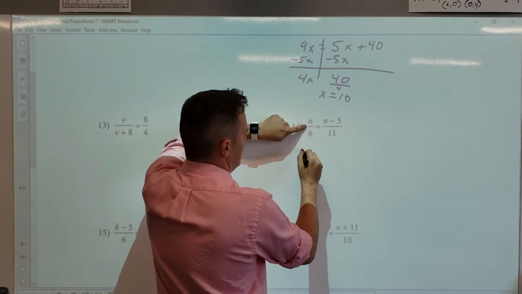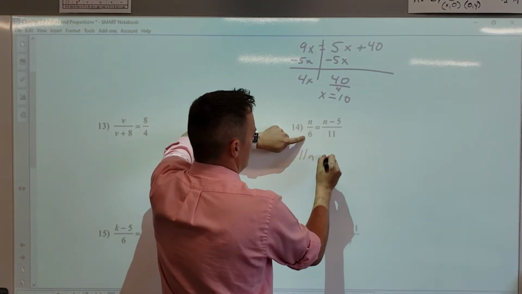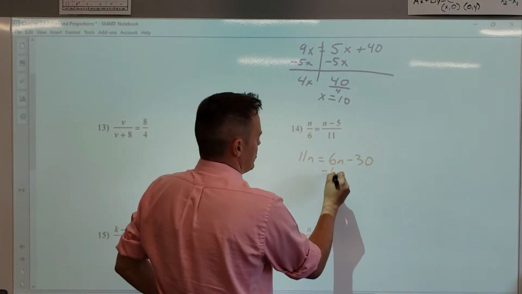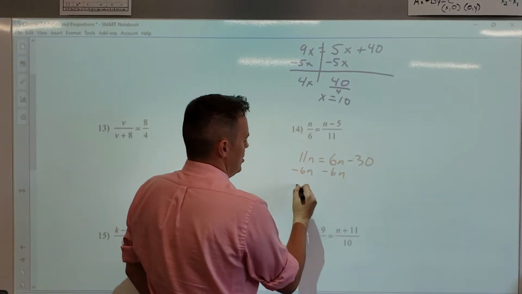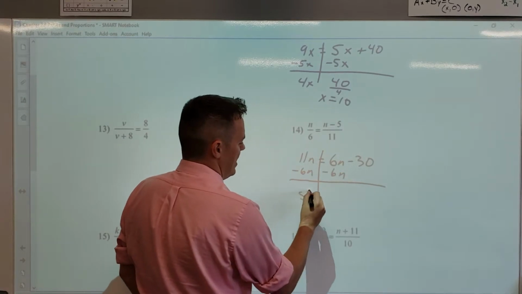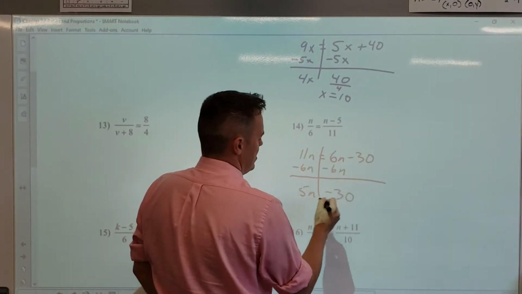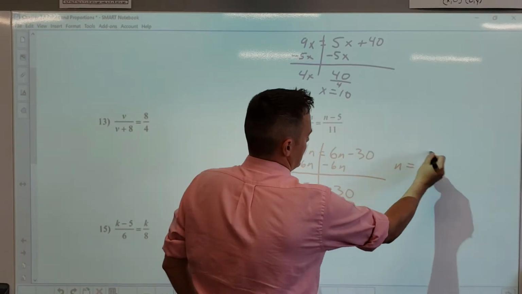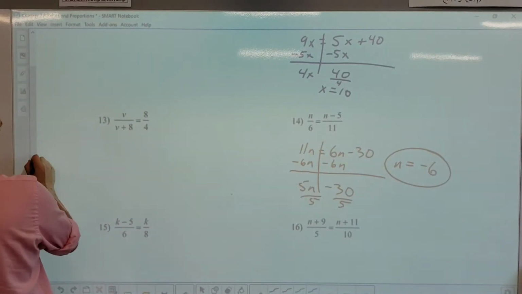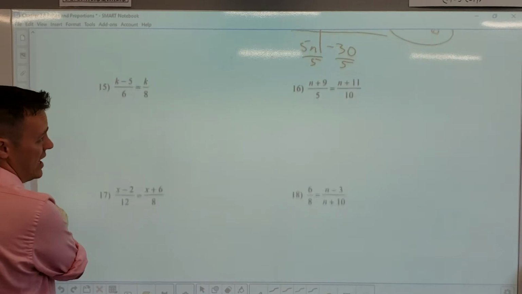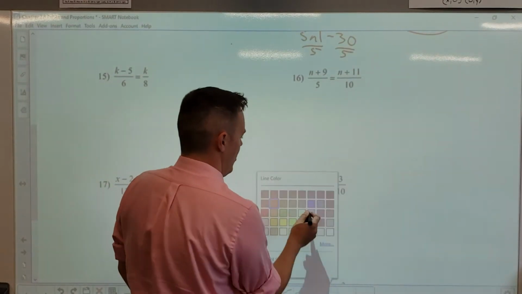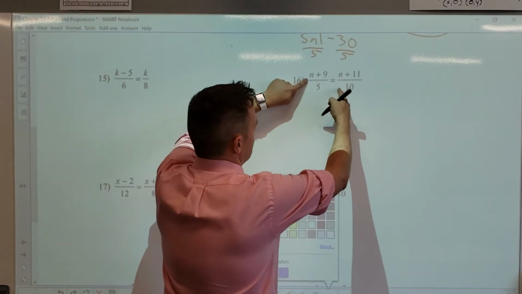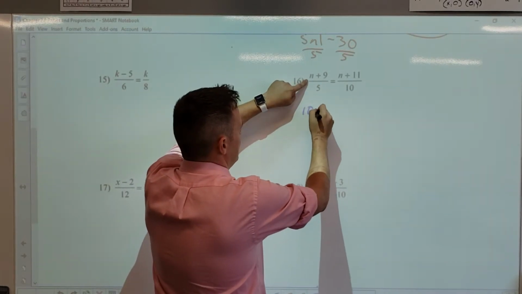N times 11 is 11n, okay, equals 6n minus 30. Subtract 6n from both sides. You'd get 5n and a negative 30, divided by 5, n equals negative 6. By the way, this is the first time I'm doing these. I did not do this in class all day, and so I'm pretty impressed with myself right now, just that I'm able to do some of this math this fast. So if I make a mistake, I apologize.